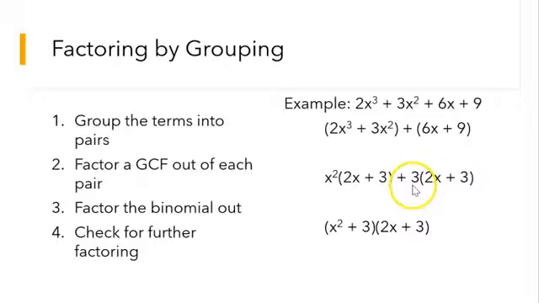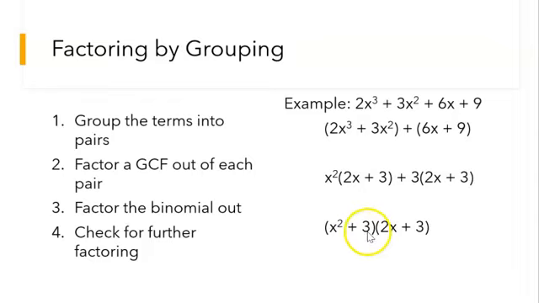And the second term is this 3 times 2x plus 3. And they share the 2x plus 3, so you're factoring that out as a GCF. But just take the one that repeats, write it once, take the GCFs and write them in their own parentheses. The final step is to check for further factoring.